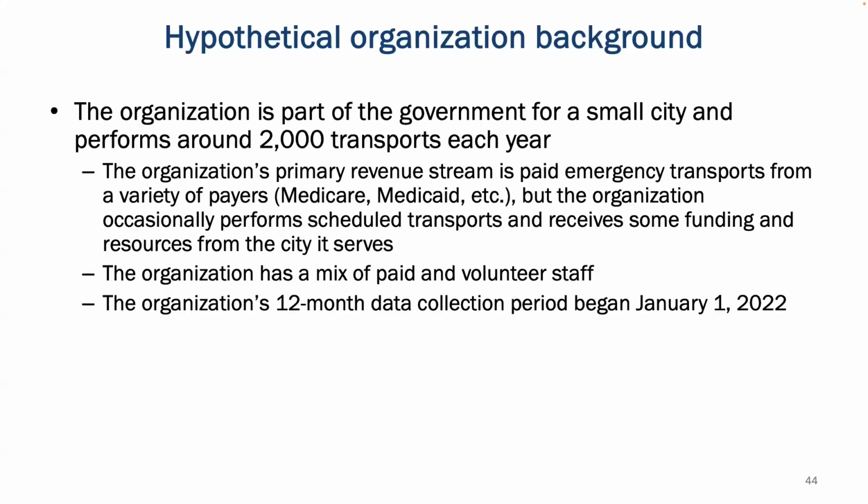First, we provide some background on this hypothetical organization. It is a government EMS organization with no fire or public safety services. It primarily serves a small city and provides around 2,000 transports each year. The organization provides mostly emergency transports from a variety of payers. They have a mix of paid and volunteer staff. And the organization's 12-month data collection period started January 1st, 2022.